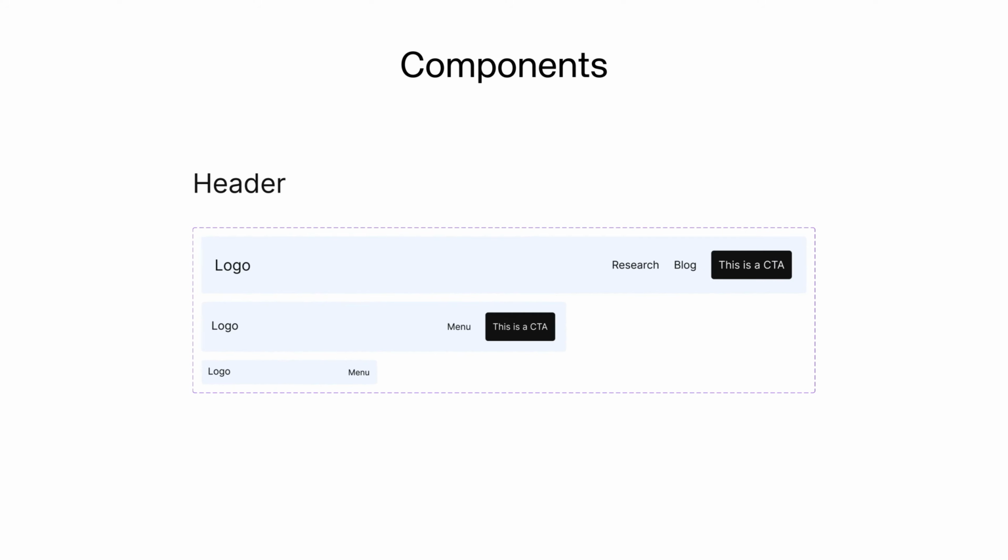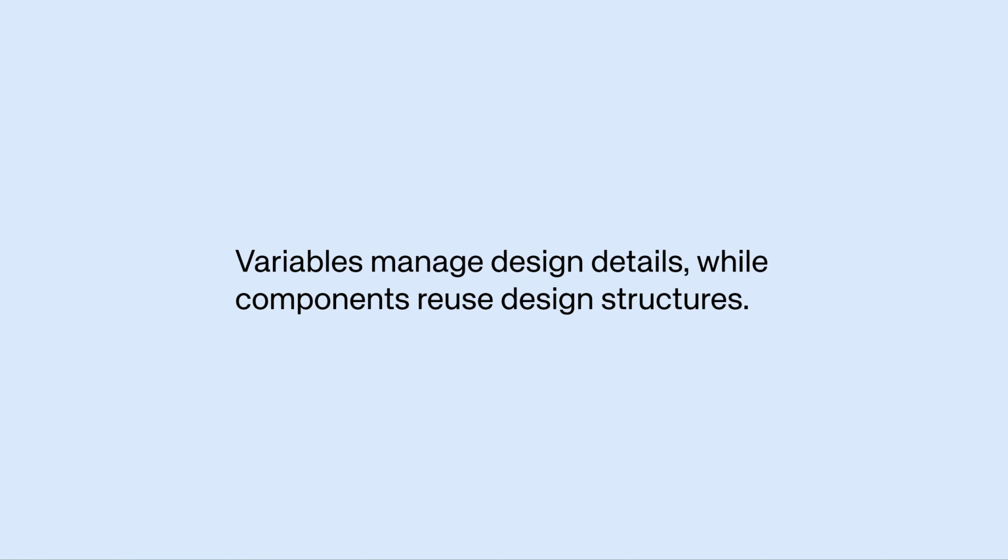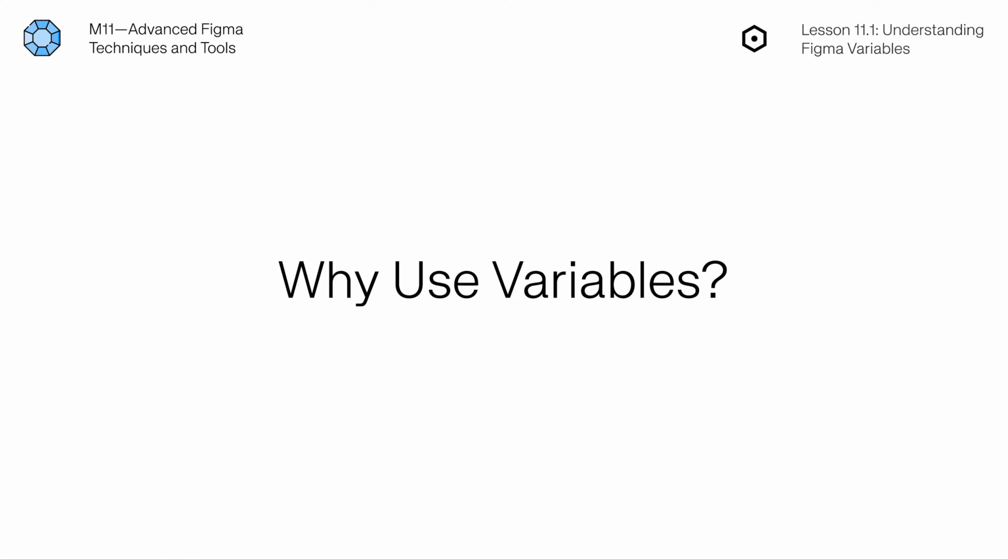Components, on the other hand, are reusable design elements with structure and styling, such as buttons or cards. And when you update a component, all its instances reflect the changes. So basically, variables manage design details while components reuse design structures. By combining them, such as using a color variable within a button component, you can ensure consistency, scalability, and efficiency in your designs.